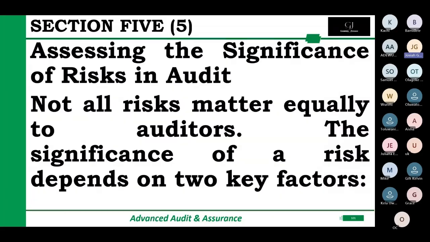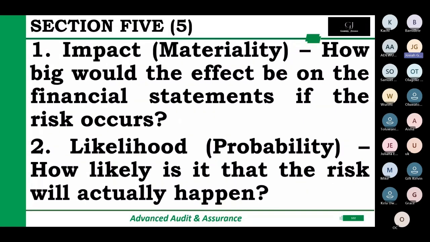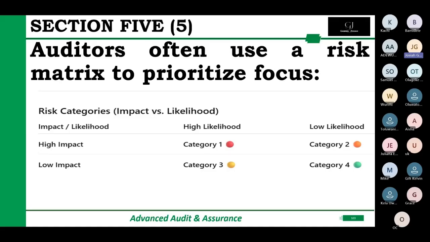The significance of a risk depends on two key factors: the impact, that is the materiality, the significance of those events. How big would the effect be on the financial statements if that risk crystallizes? That's very important for the auditors to take note of. And also the likelihood of risks. How likely is it that the risk will actually happen? So when you are assessing risk, you look at its impact and its likelihood. You are being proactive, and that's why risk management is much more proactive and not reactive.